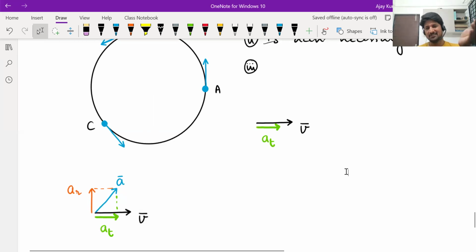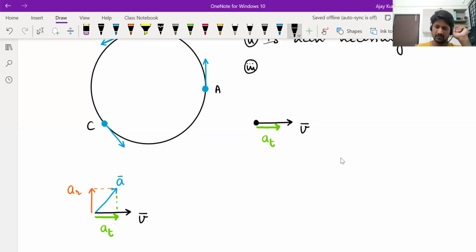Tell me this. Suppose velocity is to the right and acceleration is also to the right. What happens to an object like this? It moves faster, sir. In the same direction, it moves faster, means its speed changes. Okay. So tangential acceleration changes the speed of an object. It cannot make it go on a curved path. Okay, it only changes the speed. Okay, what does radial acceleration do?